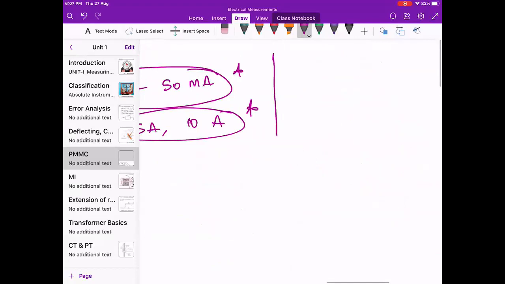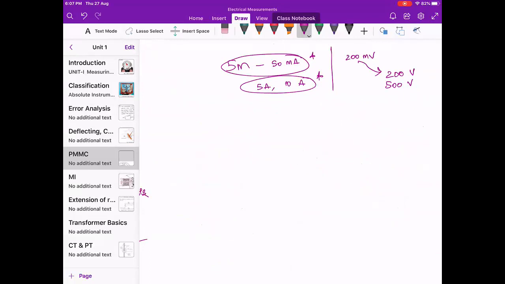It can be used from 200 millivolts only, but it can be using DC of 200 volts or 500 volts. But how are you doing like this? For the same, for currents, we are using shunts. For voltage, we are using multipliers. Okay, we are discussing that concept now.